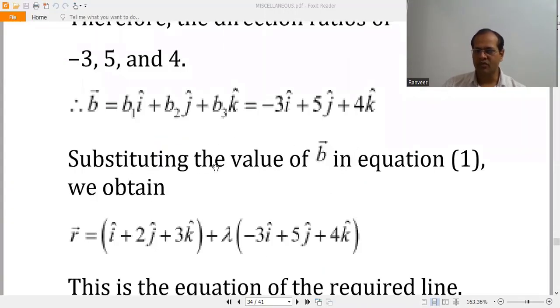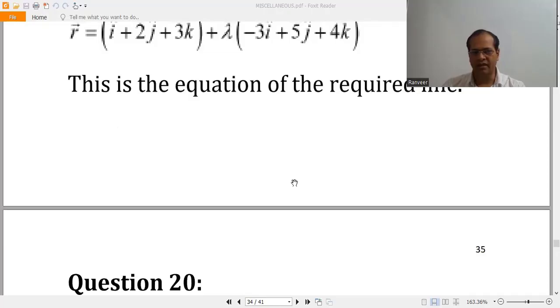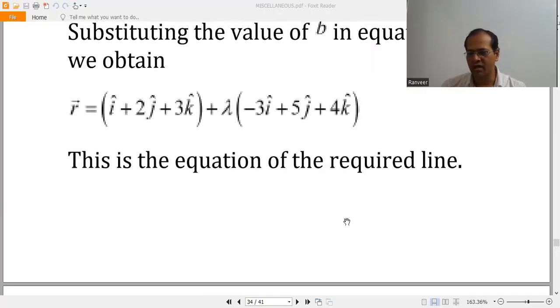Now we just have to substitute the value of b in equation 1. So r = i + 2j + 3k + lambda (minus 3i plus 5j plus 4k). This is the required equation of the line. So this is a very important question.